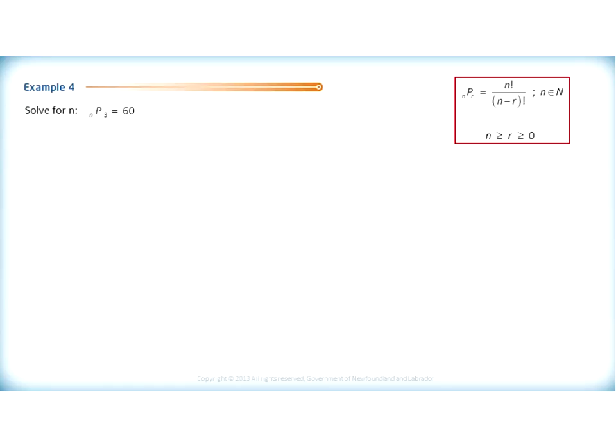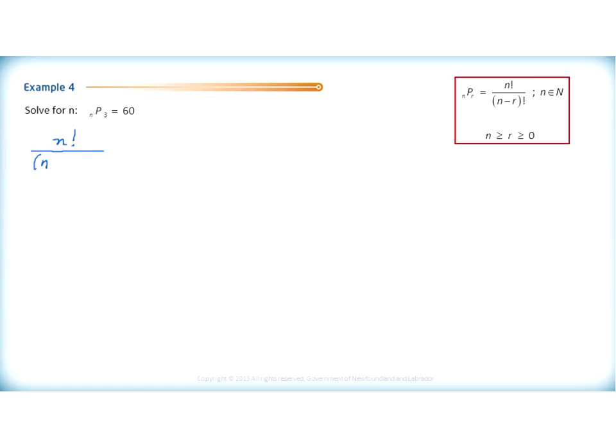In example 4, we have to solve for n, where we have n permute 3 is equal to 60. Recall from our work with permutations that when we have n permute r, it equals n factorial divided by n minus r factorial, where n belongs to the set of natural numbers. This formula will be provided on your public exam. But it is important to remember the restrictions here on the values of n and r. n has to be greater than or equal to r, and both of them have to be greater than or equal to 0.